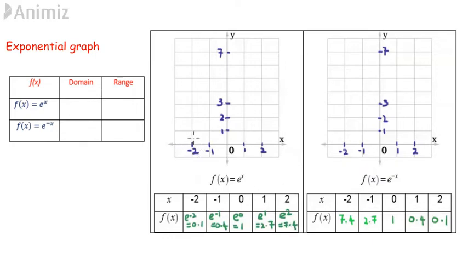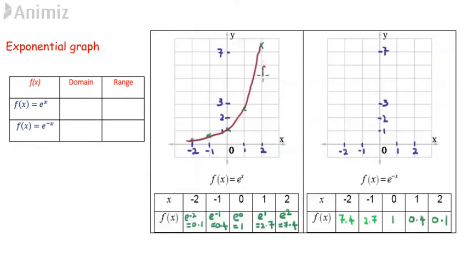Plotting all these points: negative 2, 0.1; negative 1, 0.4; 0, 1; 1, 2.7; 2, 7.4. Draw a smooth curve to connect all these points. The curve exists above the x-axis and extends to positive infinity.